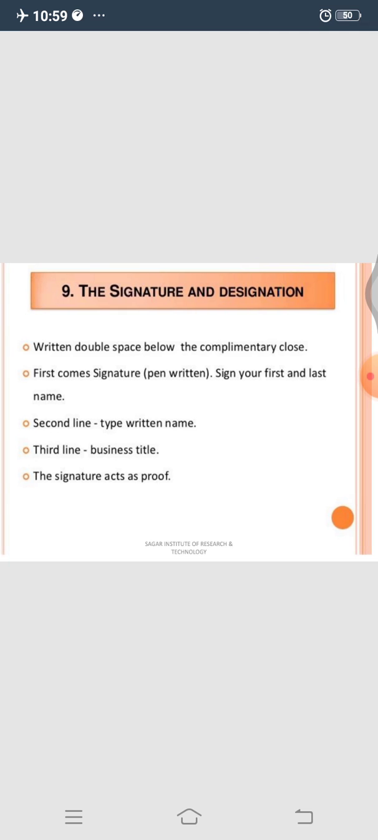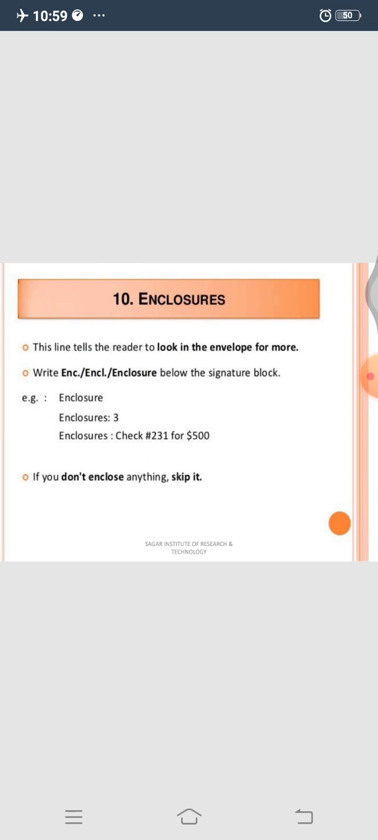Then comes the signature and designation. It is written double space below the complimentary close. First comes the signature, then your first and last name, second the typewritten name, third line consists of business title and the signature, which acts as a proof.